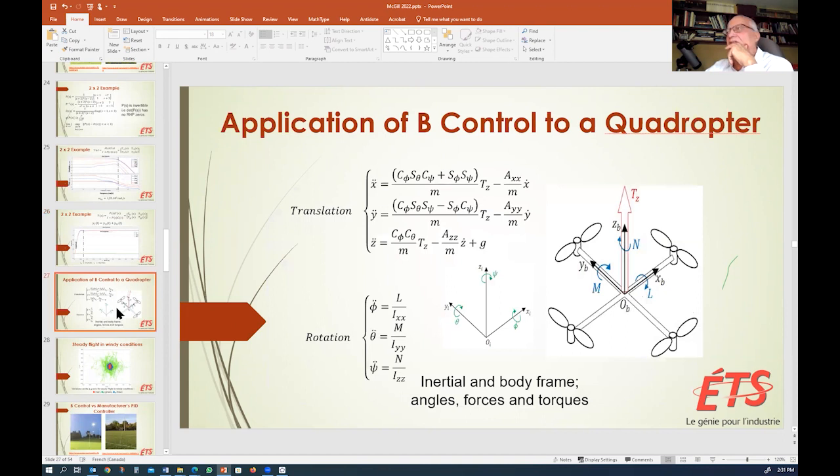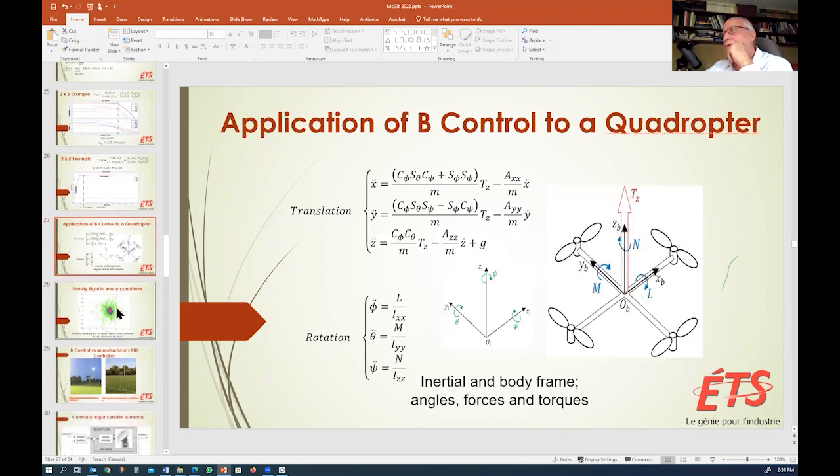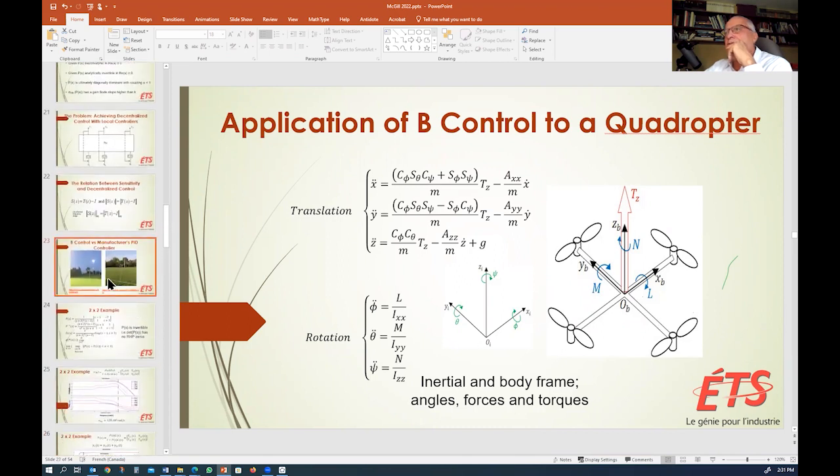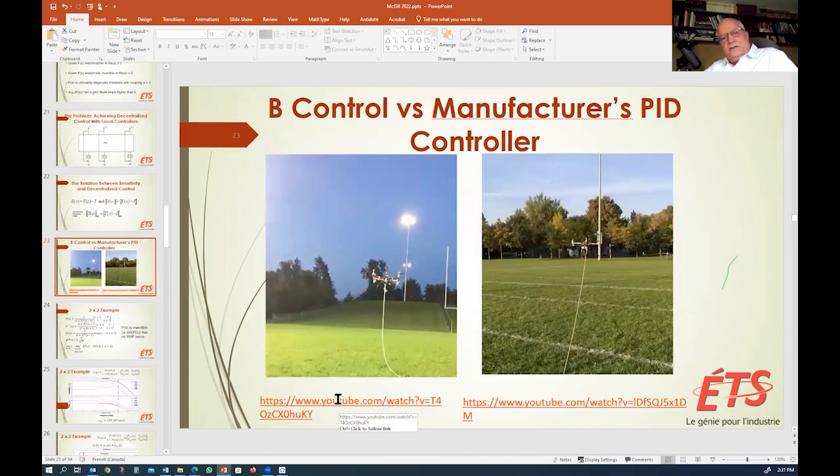If I'm applying this to a drone, a quadcopter, I'm going to use two feedbacks, one for the moments, one for translations. And what I'm getting is something like that. The whole idea is to take this drone and make it glued to this vertical pole as much as possible.